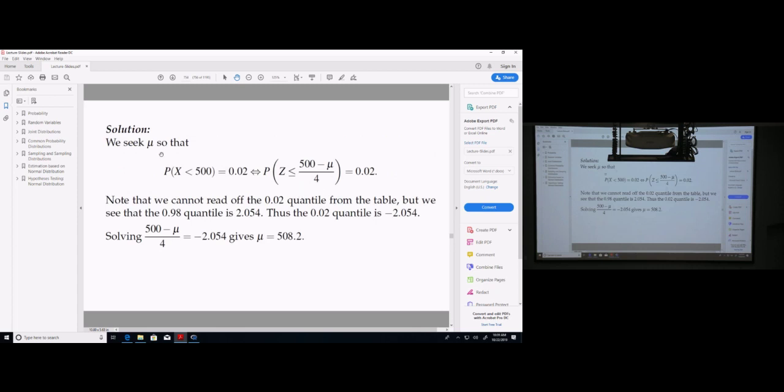Okay, and we want to seek mu so that less than 500 is only 2 out of 100 packets, because you would rather give a little bit more than a little bit less. If you set your machine to give exactly 500, there will be 50% of the time less than 500. And if your customers are really weighing it, they might think that you are shortchanging them, and they might sue you.